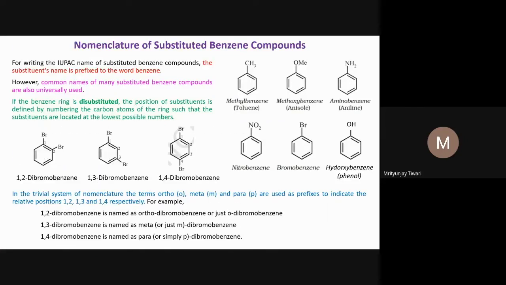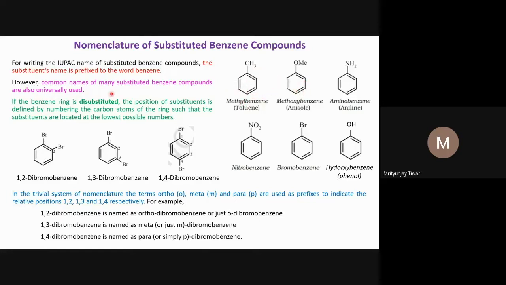Now let's see the nomenclature of substituted benzene. Benzene, we know, is accepted by the IUPAC, the name itself. We'll see what the rules are to write the IUPAC name of substituted benzenes. For writing the IUPAC name of substituted benzene compounds, the substituent's name is prefixed to the word benzene. In that case, whatever substituents are there over the benzene ring, we write those substituent names before the word benzene. That is how we write the names of substituted benzenes.